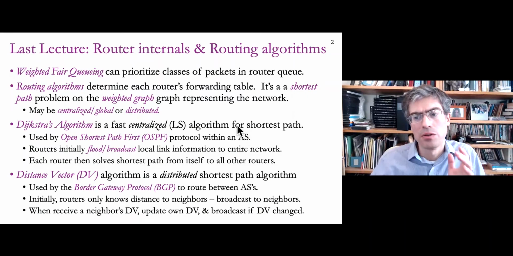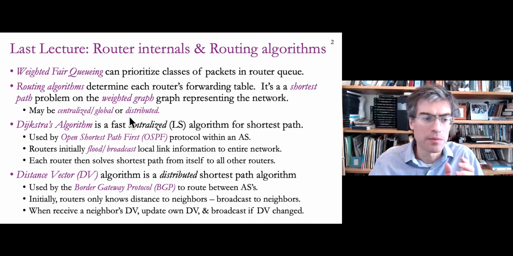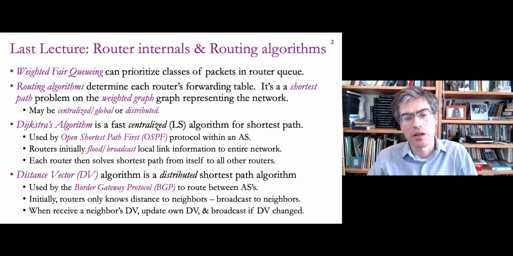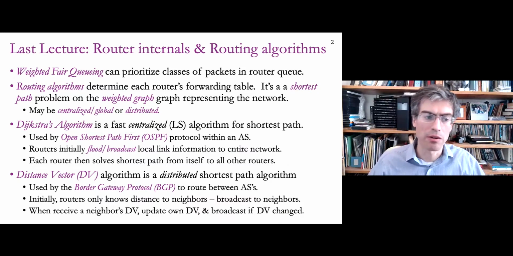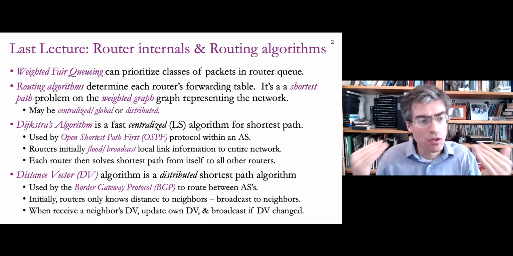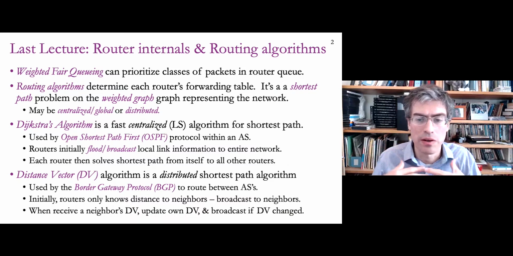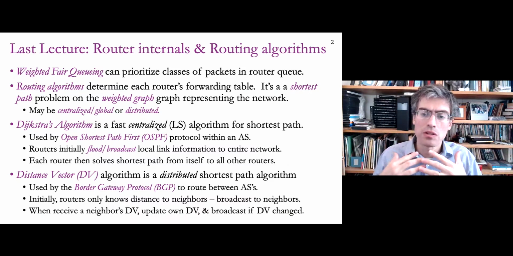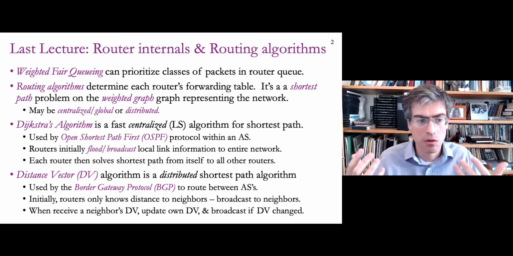And then we moved on to routing algorithms. The purpose of a routing algorithm, the reason we're studying this, is to determine the forwarding table in each router. Implementing the forwarding tables themselves was the data plane of the network. Now we're moving to the control plane of the network, where we're actually deciding those routes. What we're doing is solving a shortest path problem on a weighted graph that represents the network. So we talked a little bit about that graph representation.